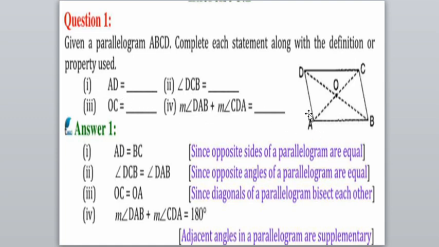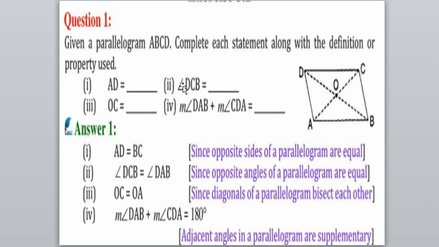Here AD is a side of the parallelogram, and we know that two pairs of opposite and equal sides are present, so AD is equal to BC. So here we can write AD is equal to BC, since opposite sides of a parallelogram are equal.